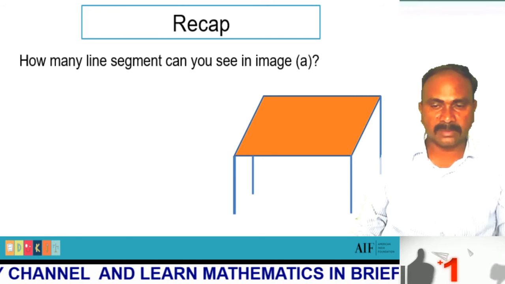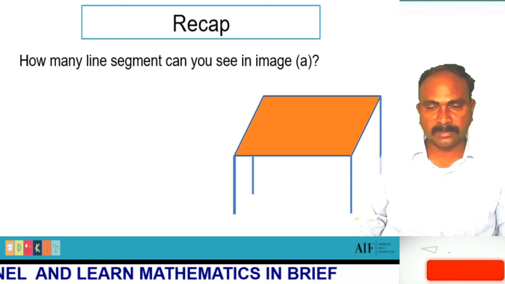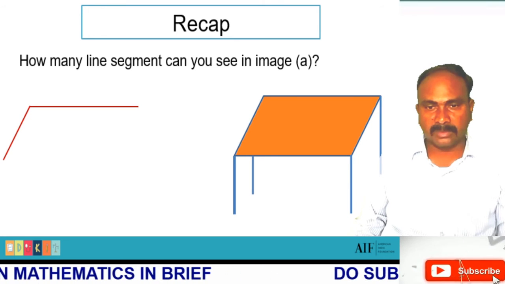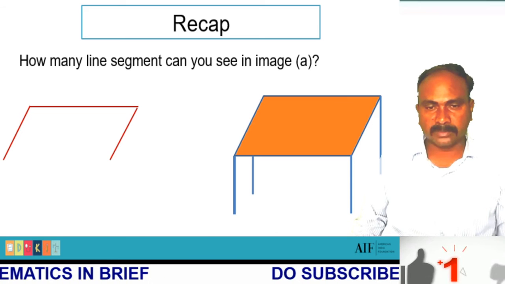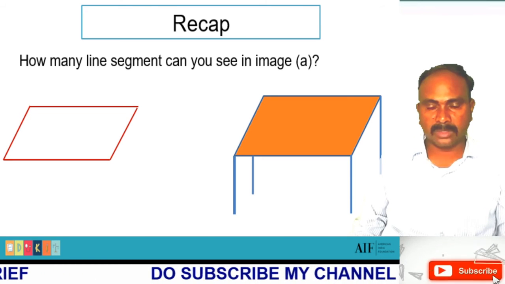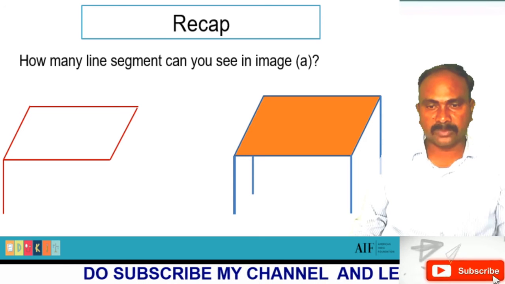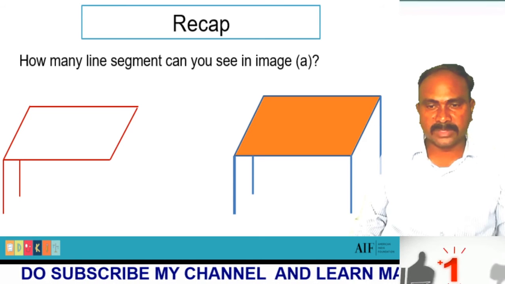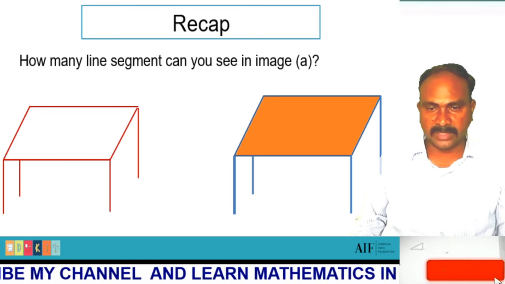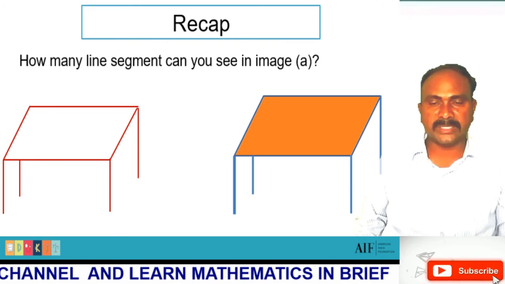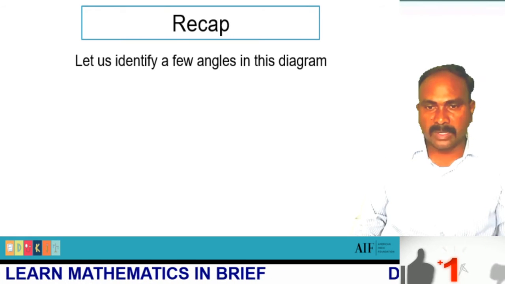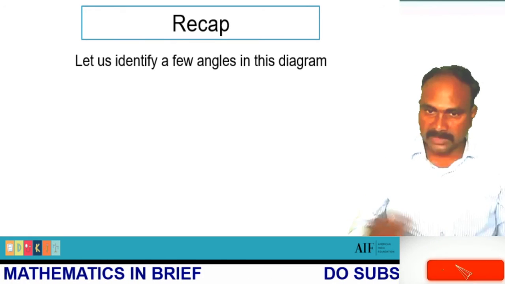Okay. Count them. 2, 3, 4, 5, 6, 7, 8. 8 line segments are there. So 8. Let us identify a few angles in this diagram.